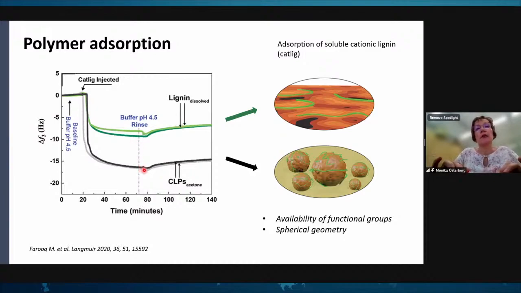And another thing that is different between these two model films is, of course, that a CLP film is made from small spheres. So we do have a higher roughness and higher accessible surface area, and that will also increase the adsorbed mass.